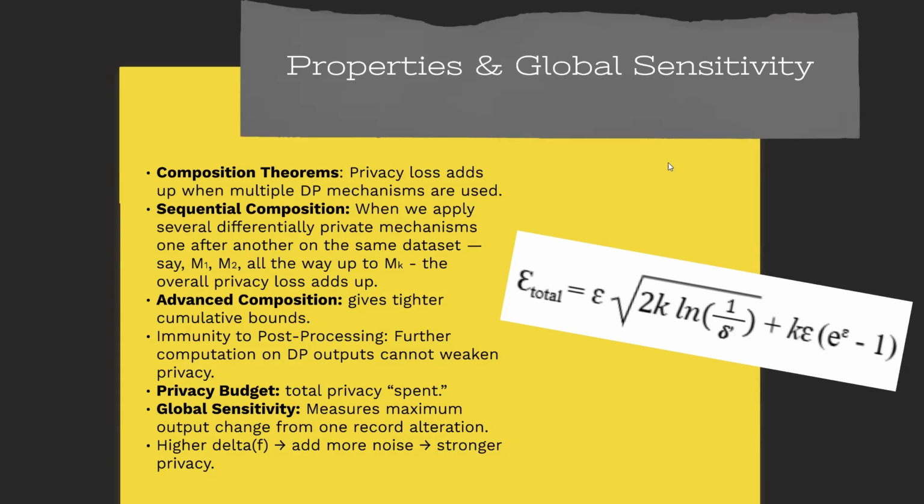This means that once you have a differentially private result, no further processing, even complex or randomized computations, can make it less private. Formally, if M is epsilon and delta differentially private, then any function f applied to its output, written as f of M, is also epsilon and delta. Intuitively, this means once privacy protection has been applied, it cannot be undone by analyzing or transforming the output later. This property is extremely powerful because it allows organizations to safely share or analyze differentially private outputs without worrying about breaking the privacy guarantee afterward.